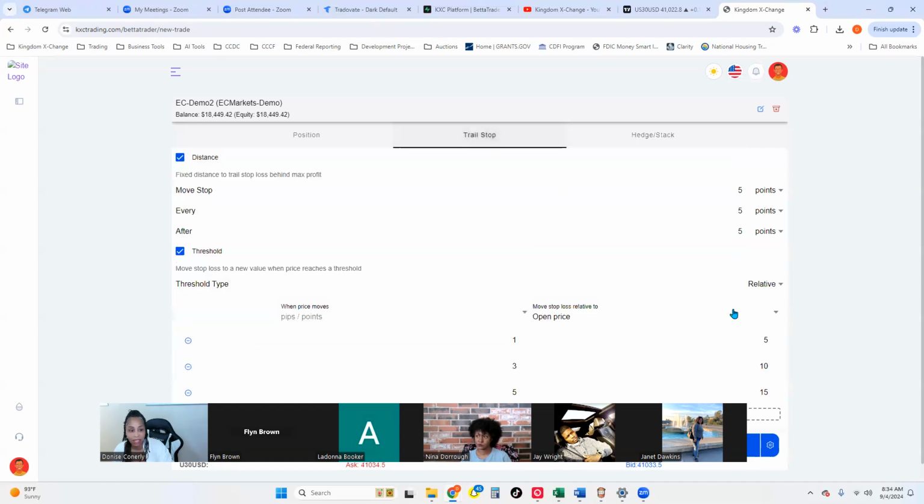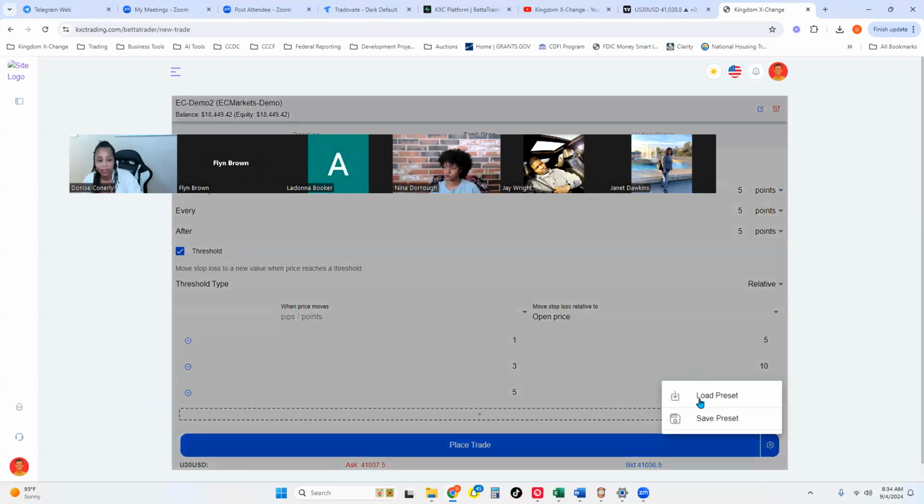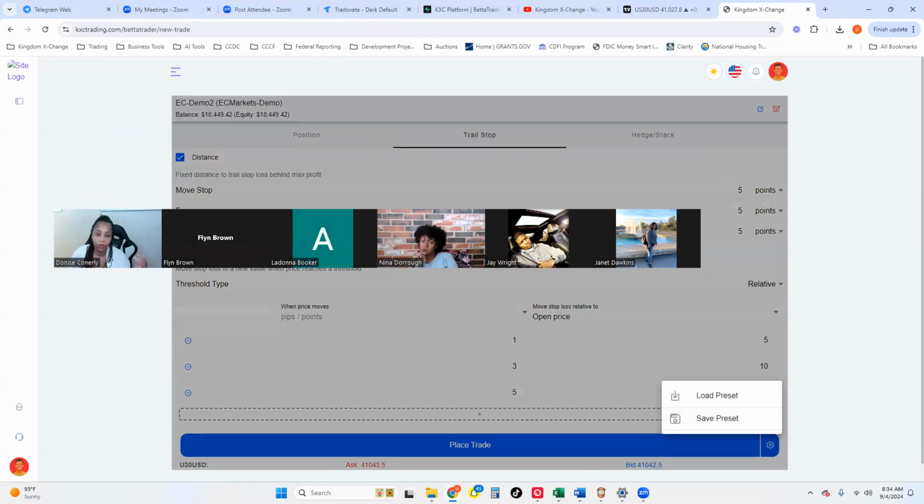When you put in all of this information, you can save these settings. They're called presets. So you can have a setting for NAS buys, for US 30 buys. You can have a different trading plan for each asset, because we know each asset moves differently. For gold, you might want to use pips instead of points. If you trade a Forex currency, you're going to have pips instead of points. You're going to have different numbers, a different trading plan based on the asset that you're trading.